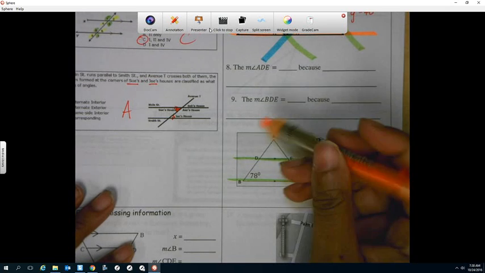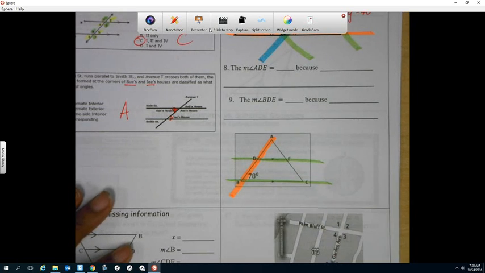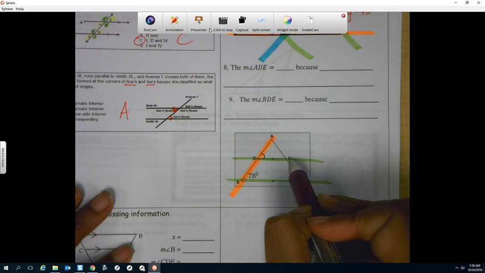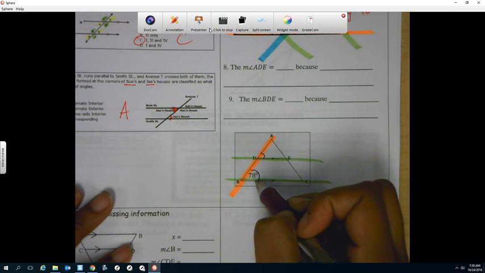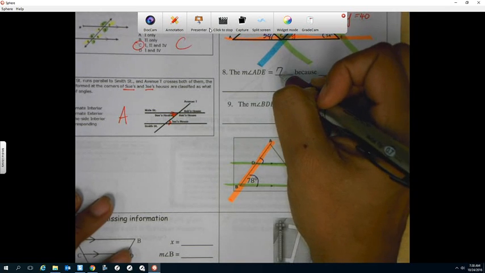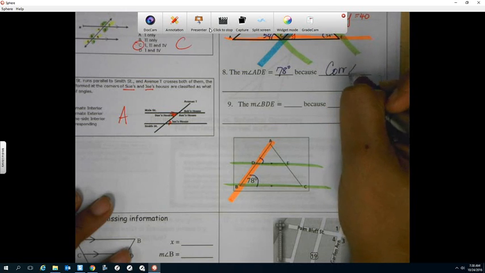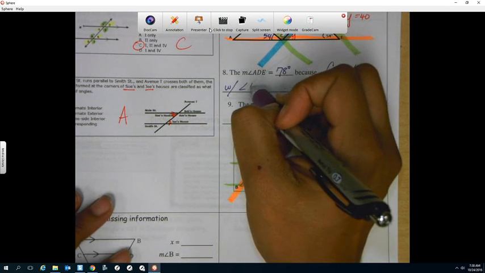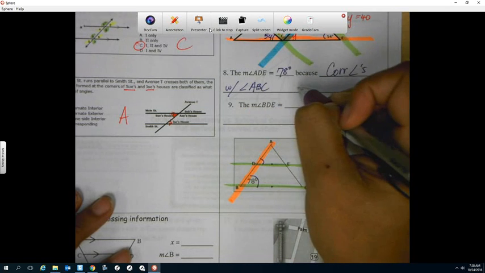And I can look at the transversal AB. So if I want to find the measure of ADE, that's this angle here, so the transversal on the first parallel line, and I would see that it corresponds with angle ABC. So it's going to equal 78 degrees, because we have corresponding angles, angle with angle ABC, which are congruent.